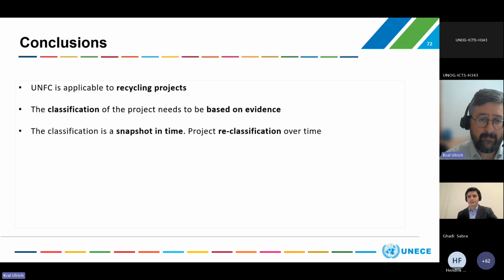Yeah, and based on the identification and tackling of barriers, and taking the opportunities in developing the recycling project, the project starts at the very beginning at a very low maturity level, and then it moves towards production. And this is the evolution of the viability that can be reflected by the UNFC.